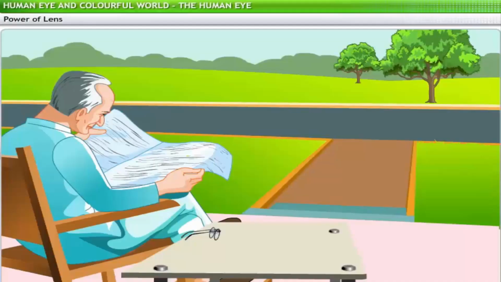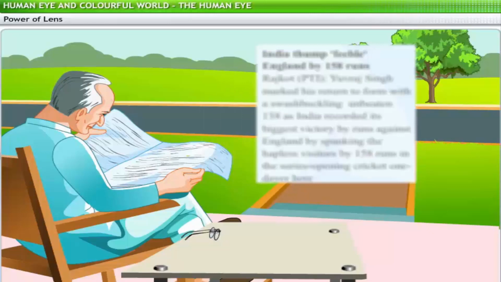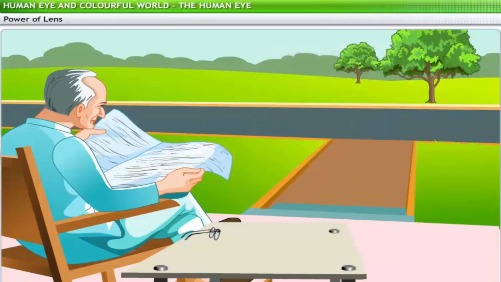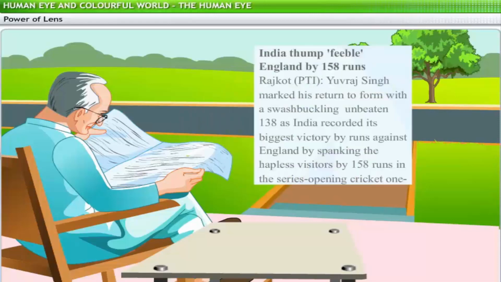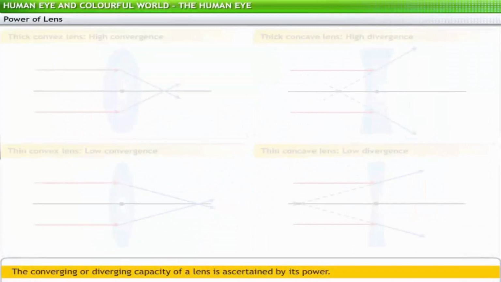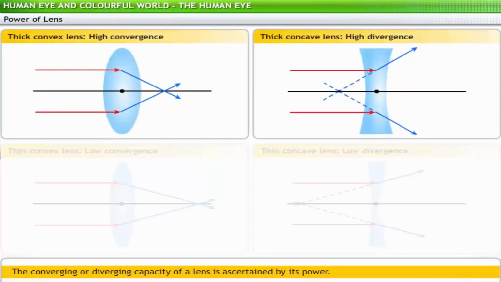As we mentioned earlier, defects of vision can be corrected using proper converging or diverging lens or a bifocal. So, exactly how thin or thick does a lens need to be? This depends on the power of the lens required, that is, the converging or diverging capacity required. The converging or diverging capacity depends on its focal length. For a higher converging or diverging capacity, we need lenses of a greater thickness, and hence a smaller focal length.